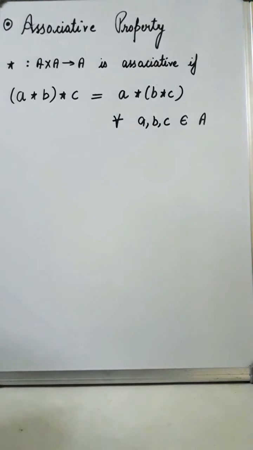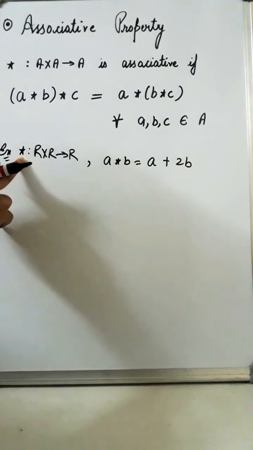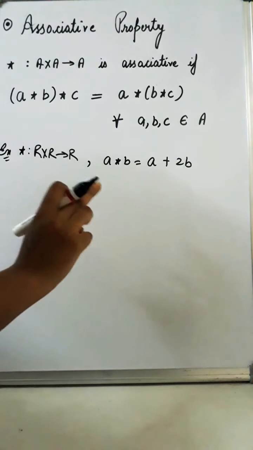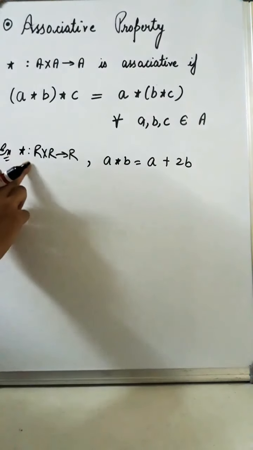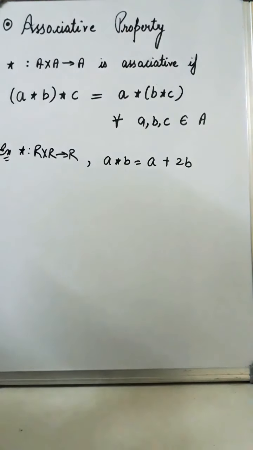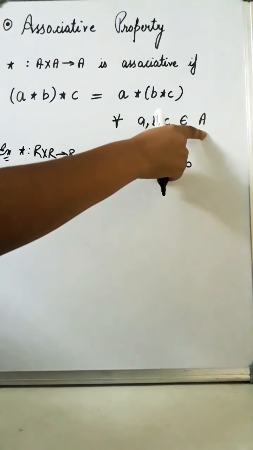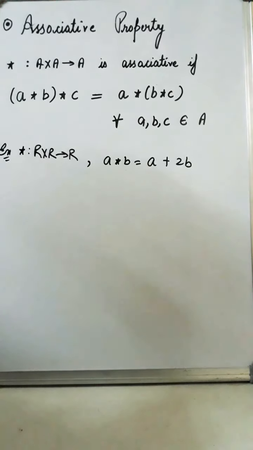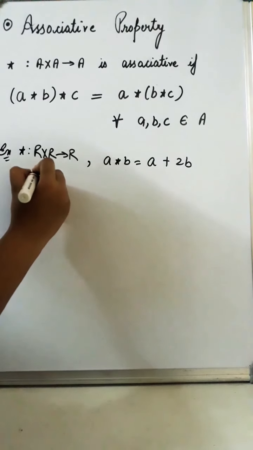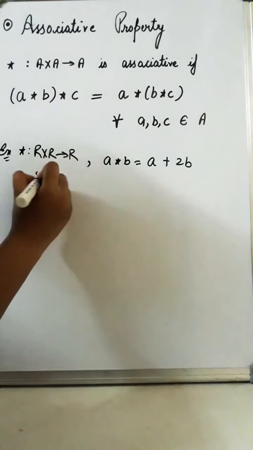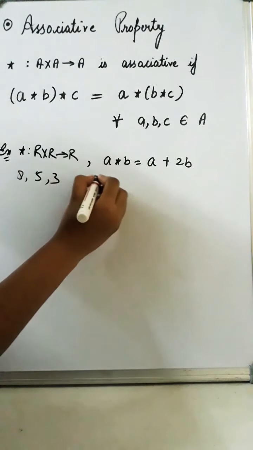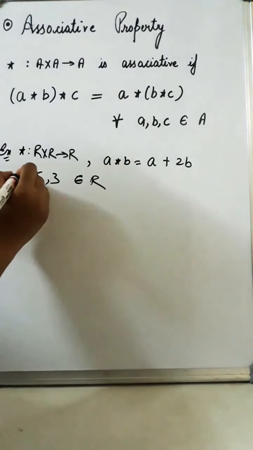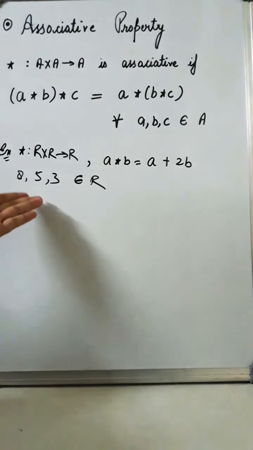Now we will take one example. Star is a binary operation on R defined by a star b is equal to a plus 2b. Now let us see whether star is associative or not. So for associativity, we need 3 elements from the set, right? a, b, c belonging to R. So I will take 3 elements from real numbers. I will take 8, suppose 5 and 3. Alright, all of them belong to real numbers, right? So let us try to check associativity with a concrete example.